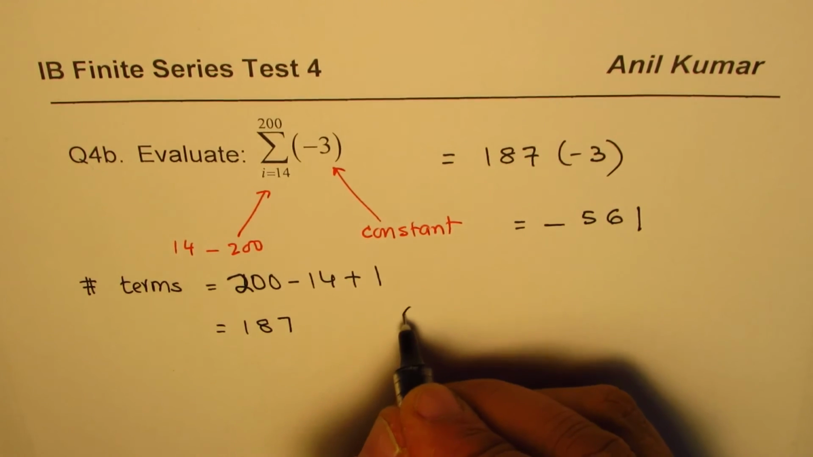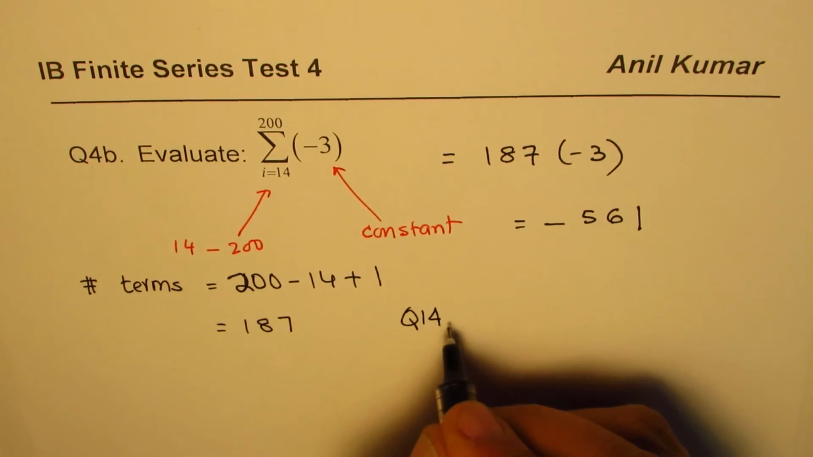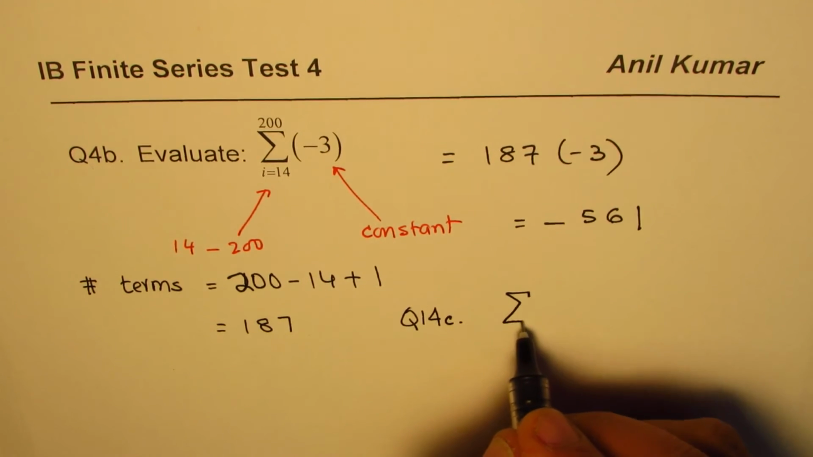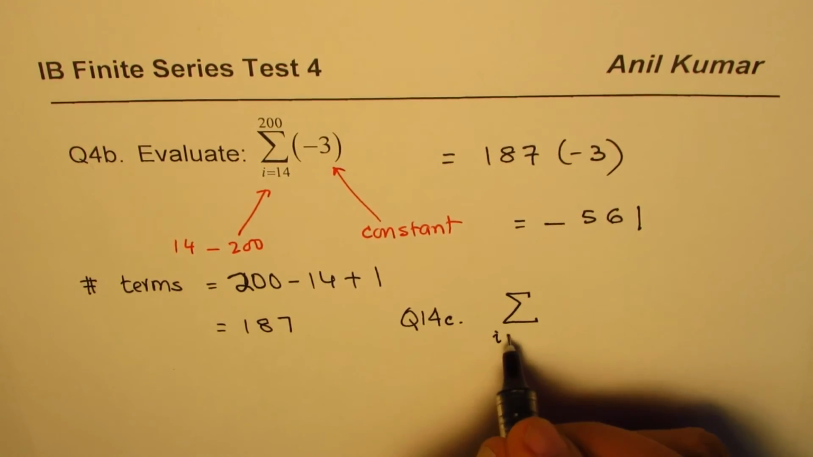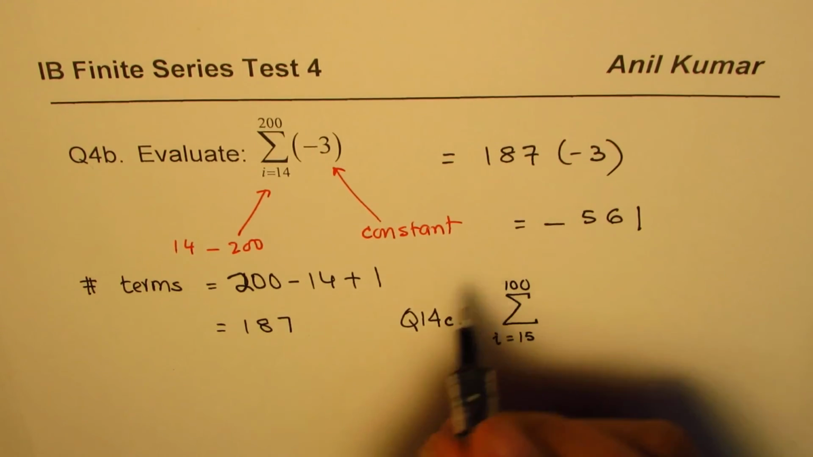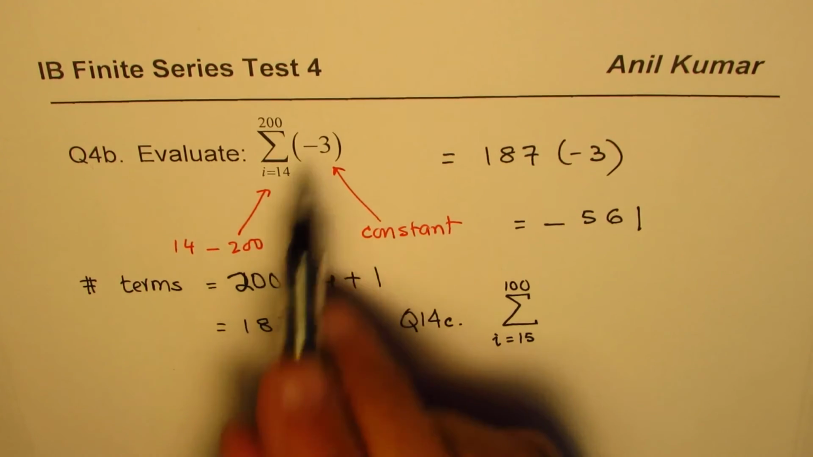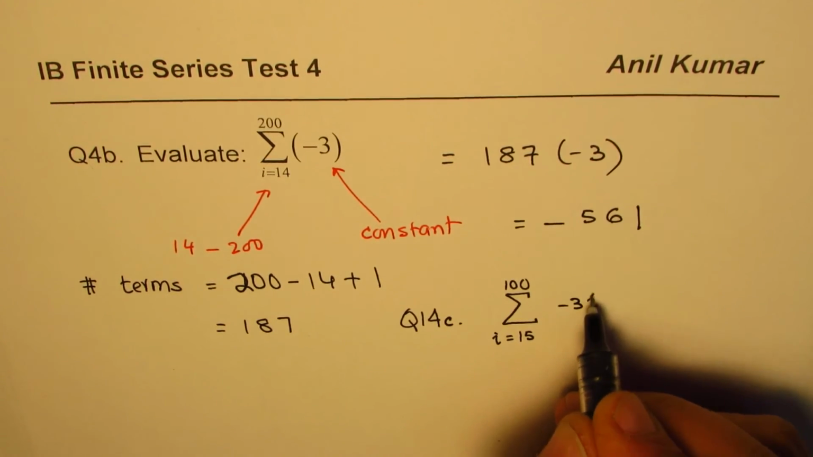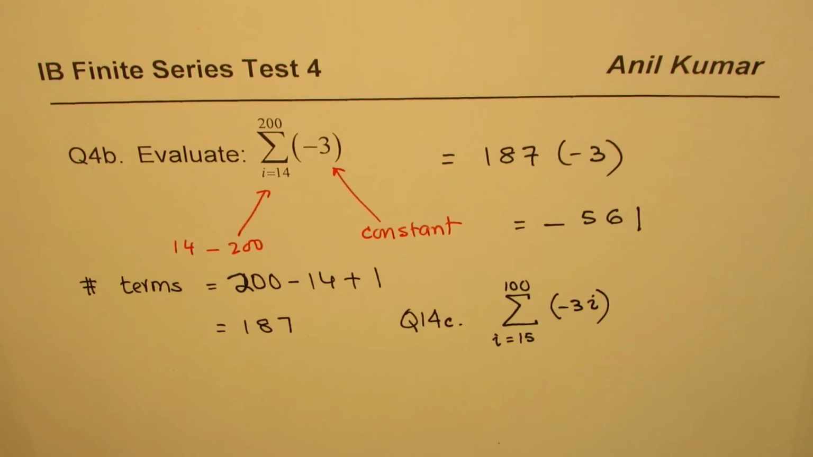Now the question for you is question 14c. You need to evaluate the sum of these terms. We'll say i is from, I'm changing the numbers, 15 to 100, right? And instead of writing minus 3, I'm writing minus 3i, right? So that is the term which I have for you. Find the sum of this series.